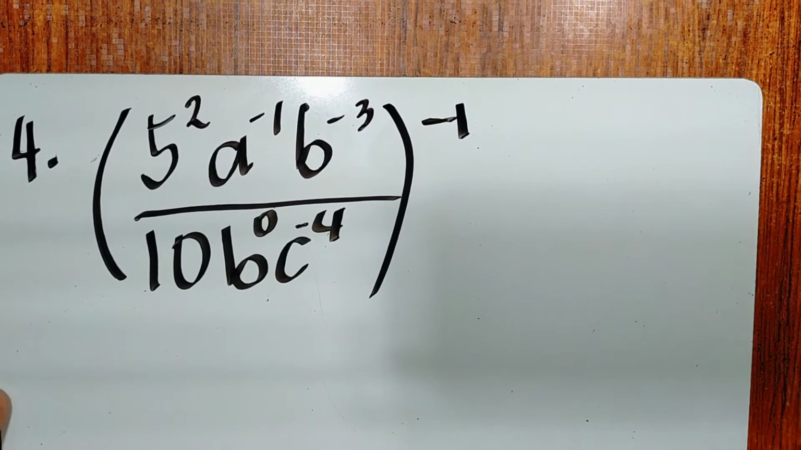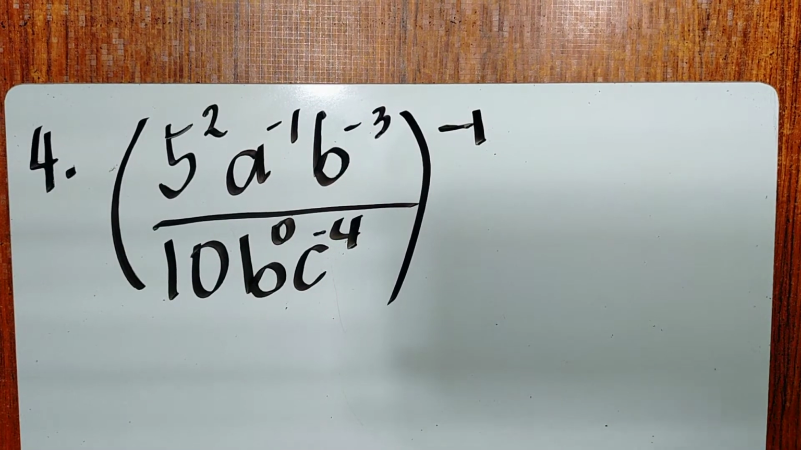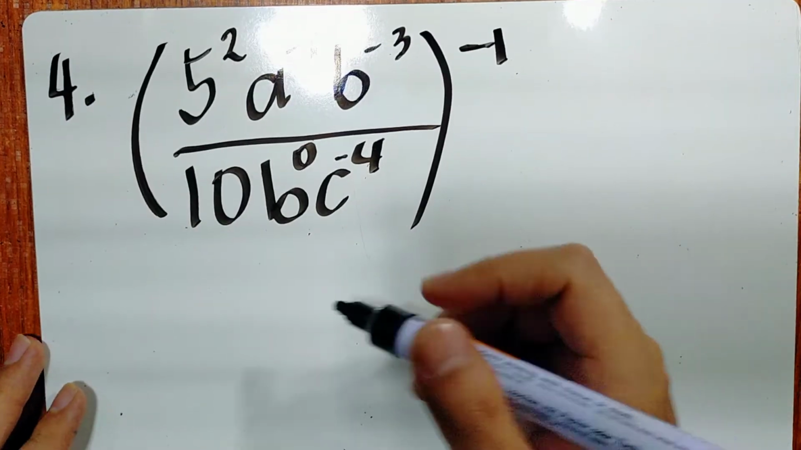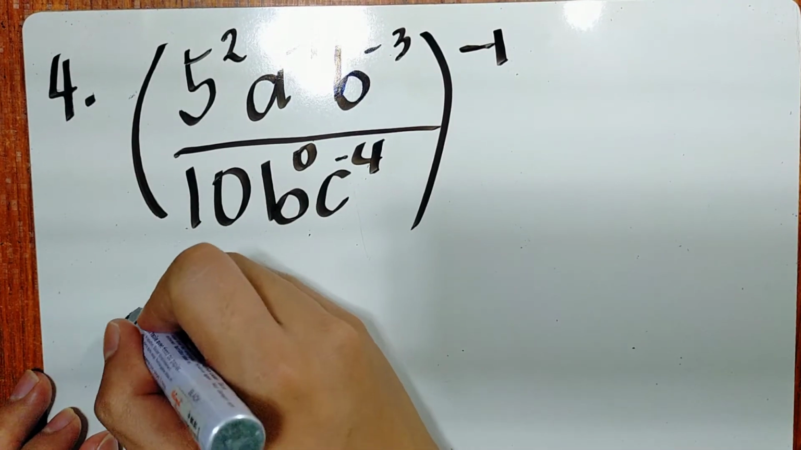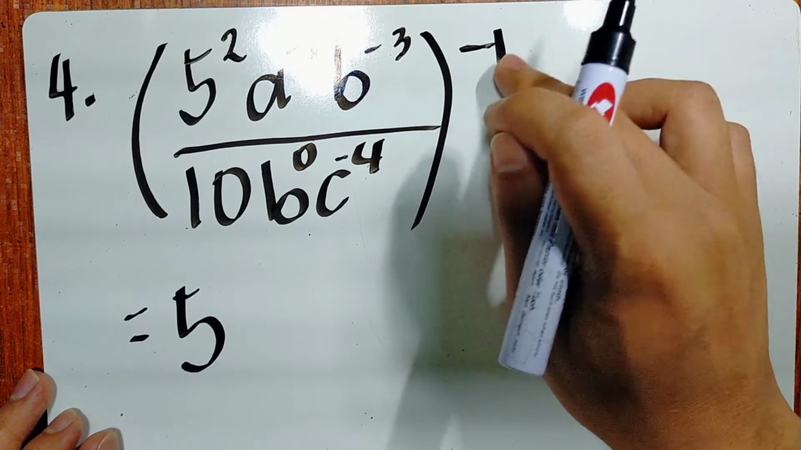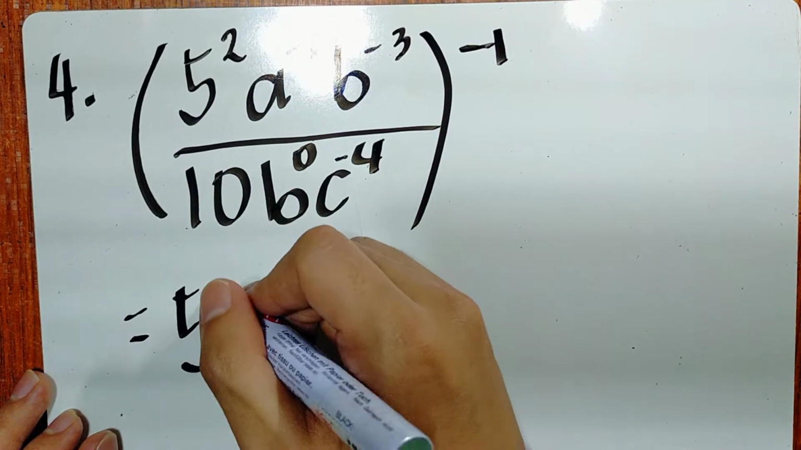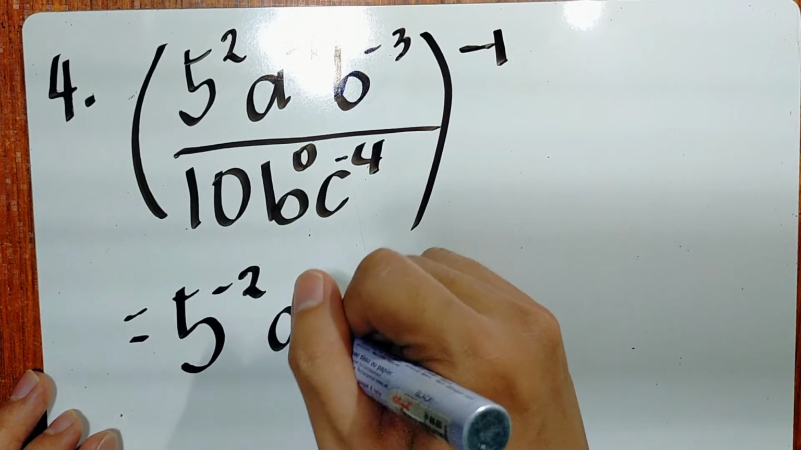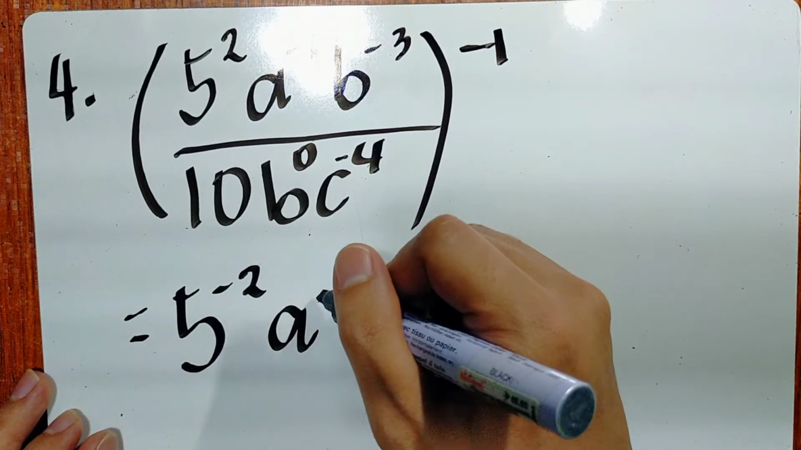So, number 4 example tayo. Given quantity: (5 squared a raised to negative 1 b raised to negative 3) over (10 b raised to 0 c raised to negative 4), all raised to the power of negative 1. What we are going to do is to multiply the exponents of the given exponent. So, multiply tayo ng mga exponent. 5 raised to negative 1 times 2, negative 2. A, negative 1 times negative 1, positive 1.